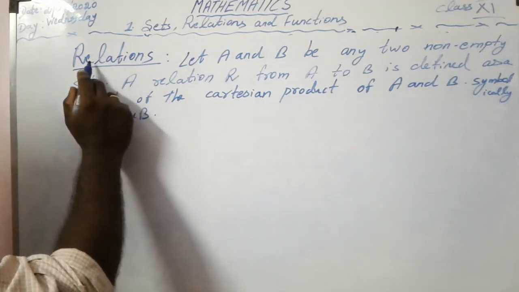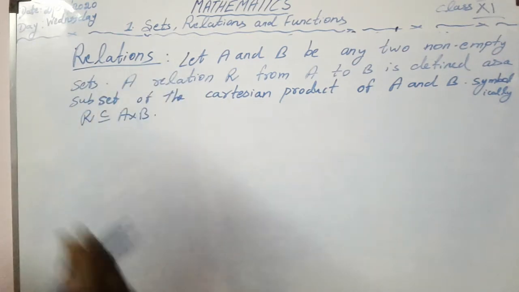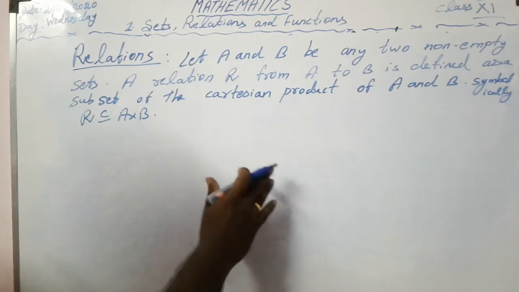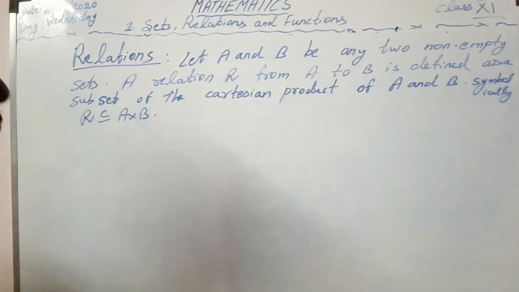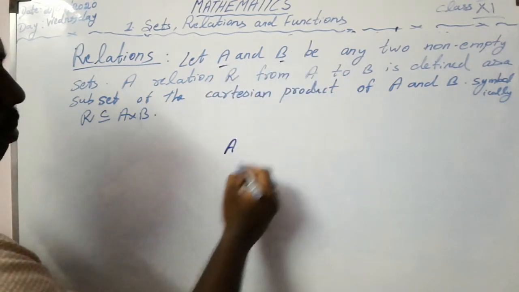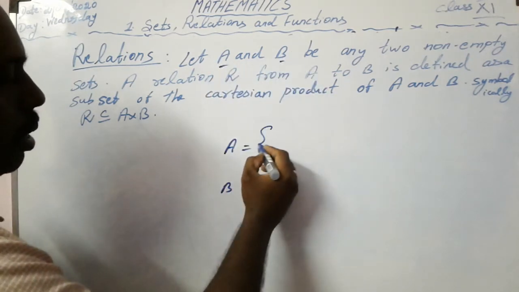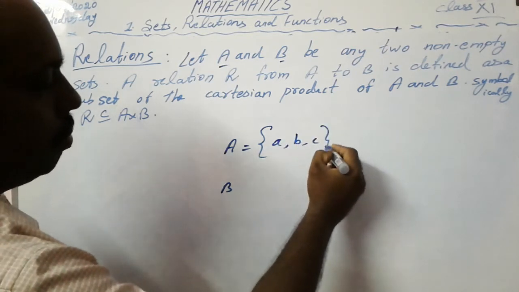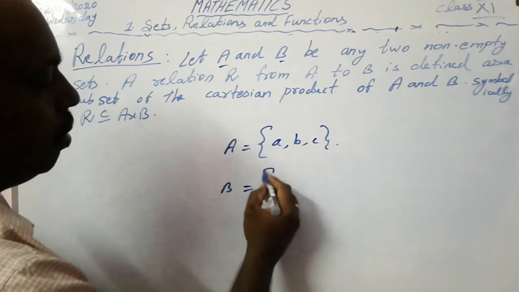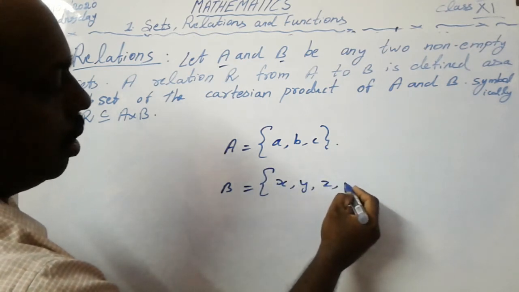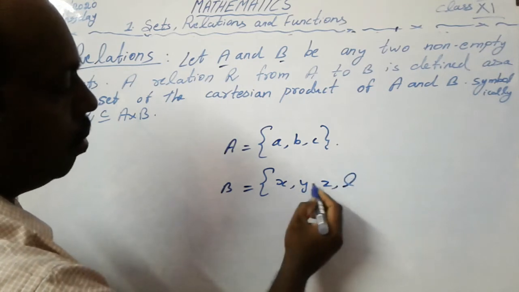Next definition, relations. Before seeing this definition, you can see an example. When you understand the example, then the definition will be very easy. So listen here. A and B are two sets. I am taking A as {a, b, c}. Then B equals {x, y, z, l}, and also 1, 2, 3, 4.